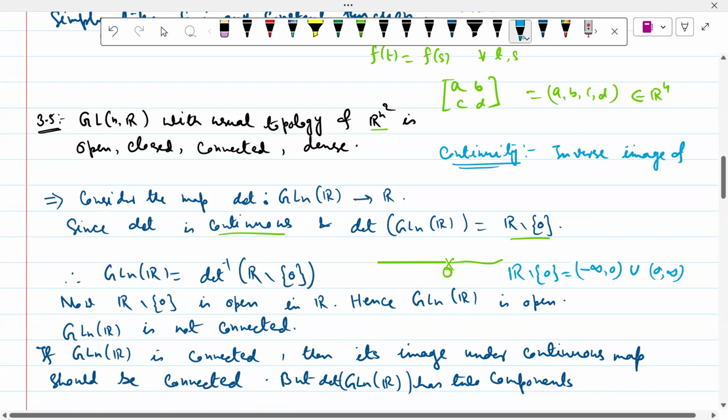of an open set is open. So R minus 0 is open and GLn(R) is the inverse image under a continuous map. So this is also open.